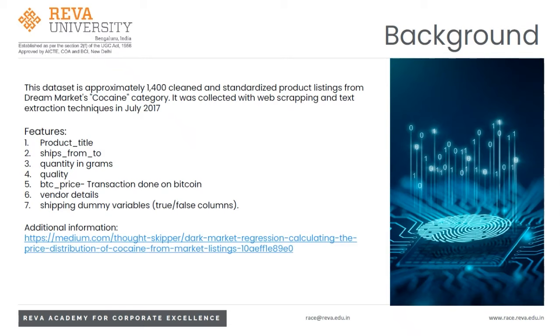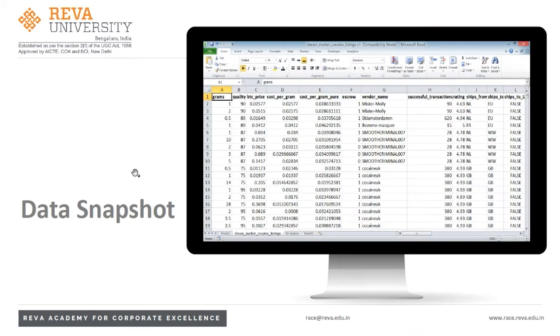Now, what are some of the details that we had? We had around 1,400 products. This particular category is called the Dream Merchants Cocaine category, from the Dream Merchants website. This data was obtained through web scraping, as I told you, in July 2017. We had the product, from which place to which place this is being shipped, and the quantity in grams that is being shipped. What is the quality, Bitcoin prices, vendor details, and such details are given. So just a snapshot here, you can see the grams, and this is a real-time data set. So this is not a figment of my imagination that you're seeing here.